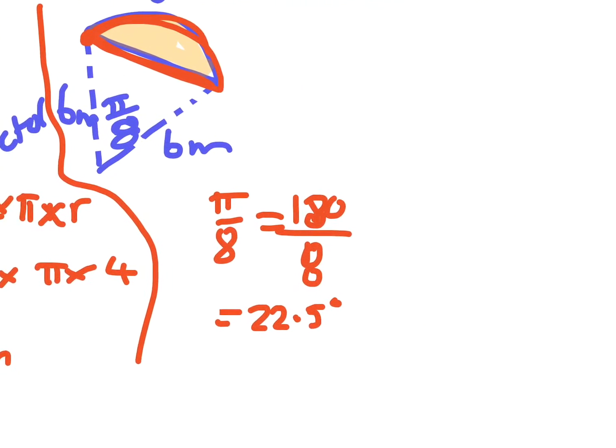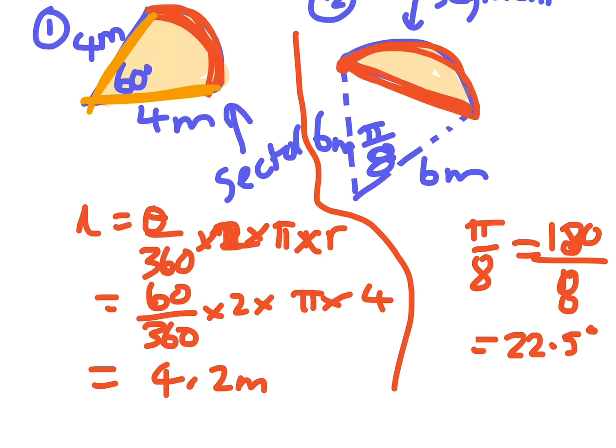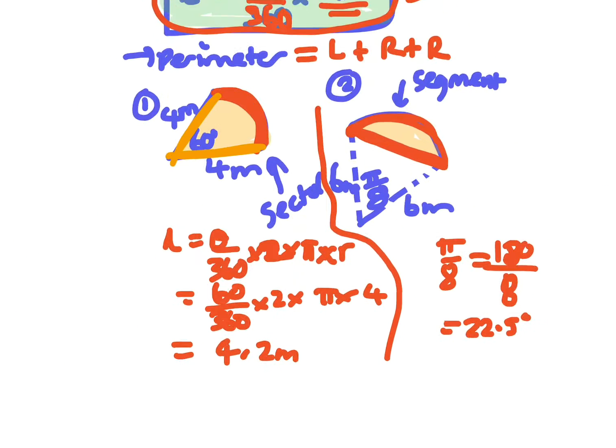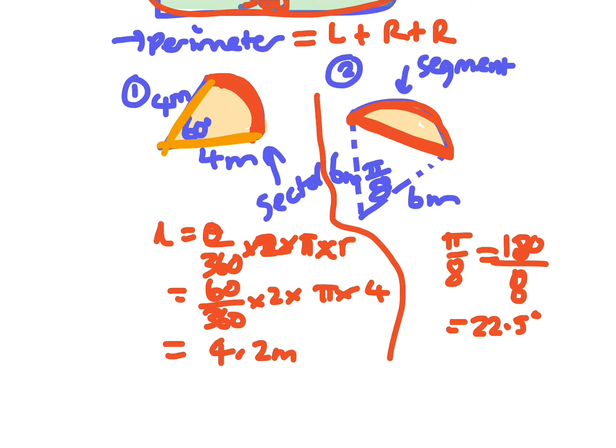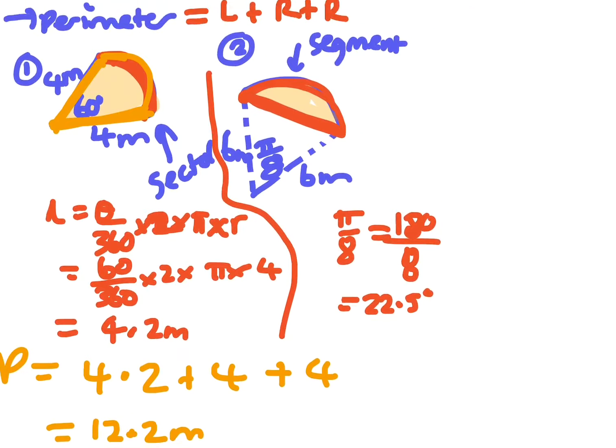Okay, so if I'm going to get the perimeter around this shape here, oh wait a minute, let's just go back. On the last one, I got the arc length, which was the red part. But if I want the whole perimeter, I get the 4.2 and I have to add on the 4 and the 4 as they are part of the perimeter when you go around the outside. So that gives me 12.2 meters because you've got to go all the way around the outside.